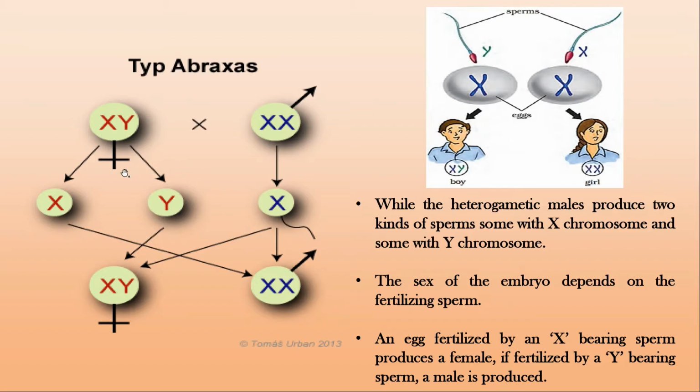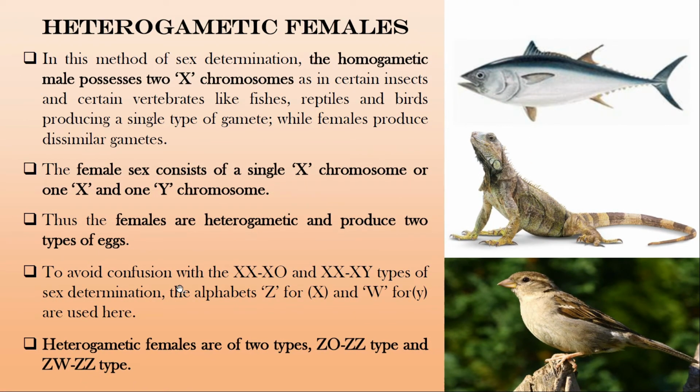So while the heterogametic male produces two kinds of sperms, the sex of the embryo depends on the fertilizing sperm only. If an egg is fertilized by X bearing sperm, then the individual produced will be female. If the egg is fertilized by Y bearing sperm, then males are produced. Next we are going to see the heterogametic females.